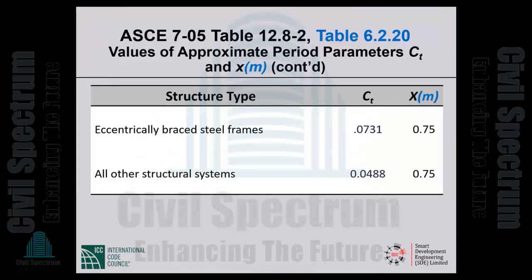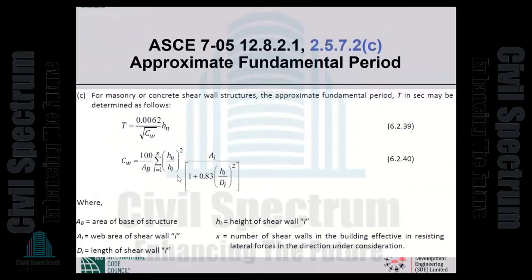Okay. Eccentrically braced steel frames, 0.731 height raised to the power 0.75, and this is extremely important. Everything other than the three systems, 0.488 height raised to the power 0.75. Okay, we use this time in and time out. Concrete buildings with shear walls, that is what we use.